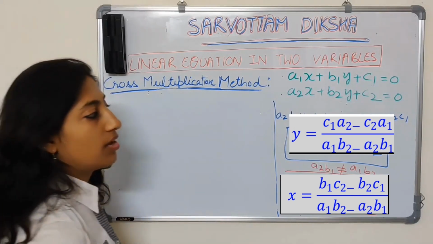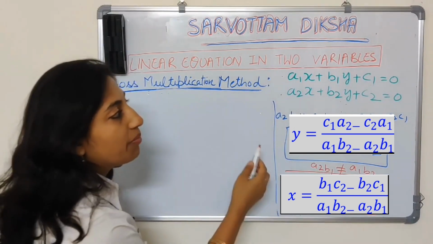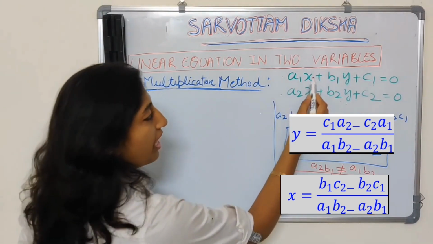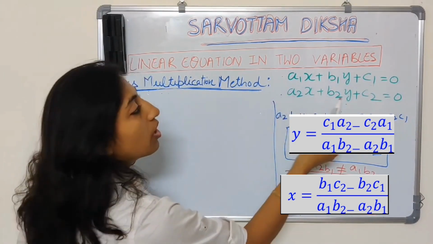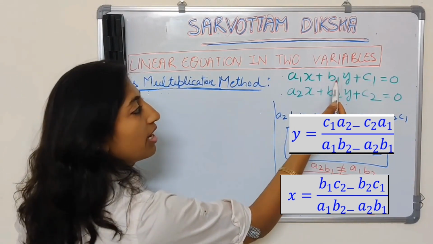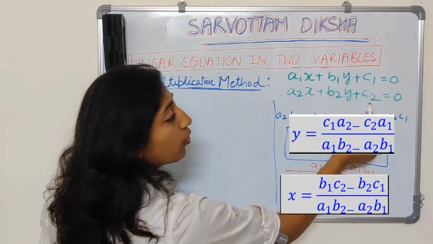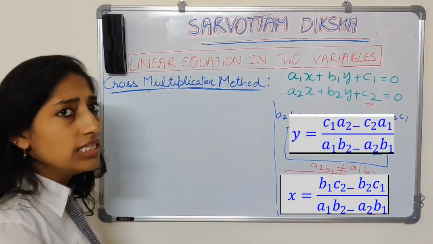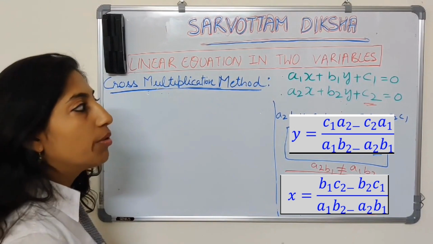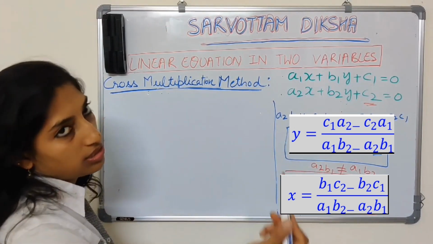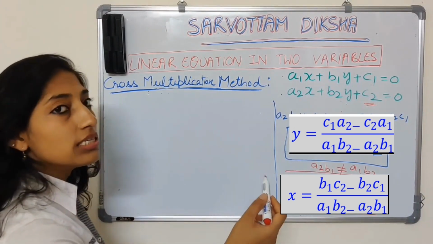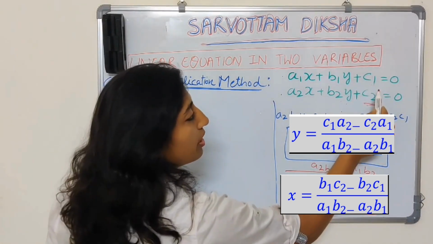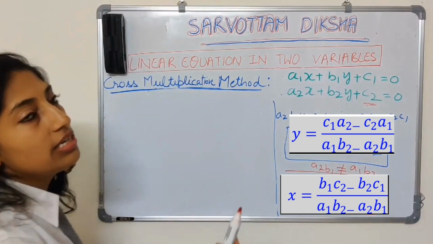Now, the main thing comes: how to remember it. We will do one thing. We will write coefficients of x, a1 and a2, coefficients of y, b1 and b2. And here we are not having any variable, so let us consider the variable as 1, because c1 into 1 is c1, c2 into 1 is c2. So we can consider that 1 is the variable associated with c1 and c2.